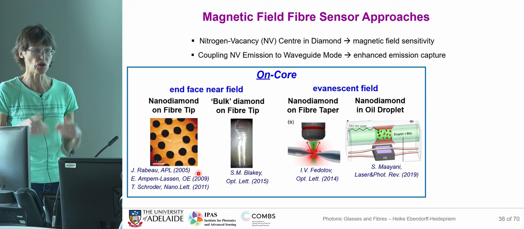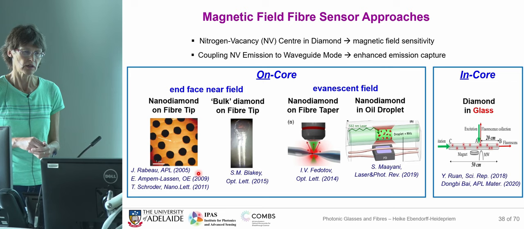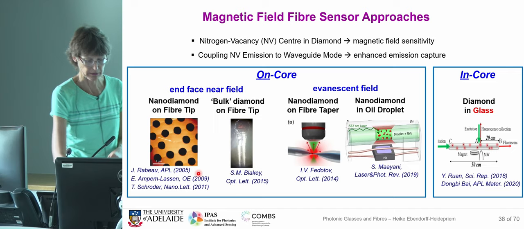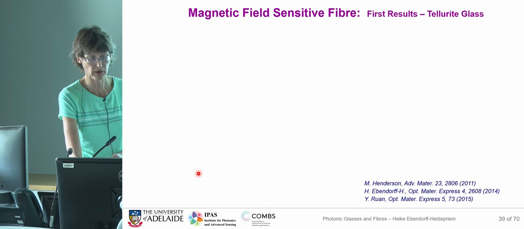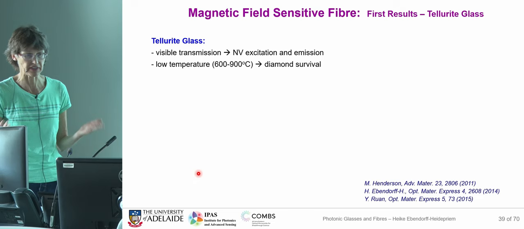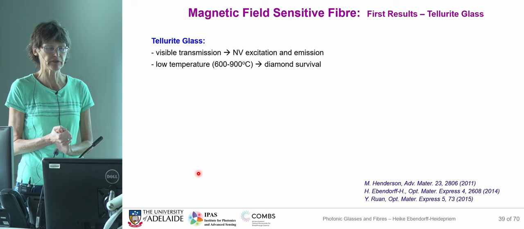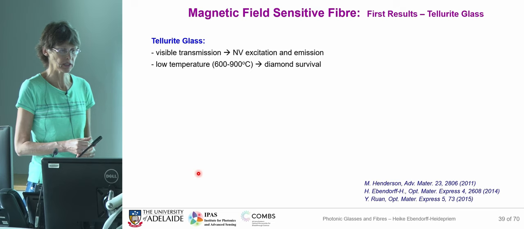We have worked on the concept of placing the diamond particles inside the core of fibers. And so first we started to work with telluride glass. And the reason is, first we know telluride glass very well. It has a visible transmission, which overlaps then with the nitrogen vacancy excitation and emission. It has a low temperature, which we thought is important for the diamond survival.